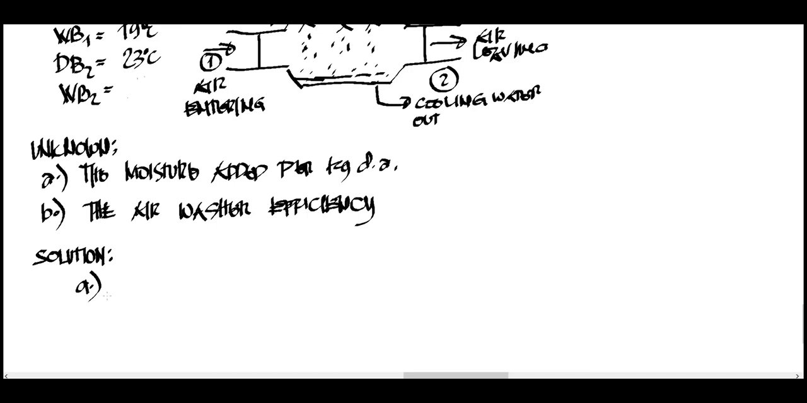So we have your solution. For the amount of moisture added, we have your change in moisture, that will be the moisture at 0.2 minus the moisture at 0.1. Okay, so from the psychrometric chart, let's try to plot this one.